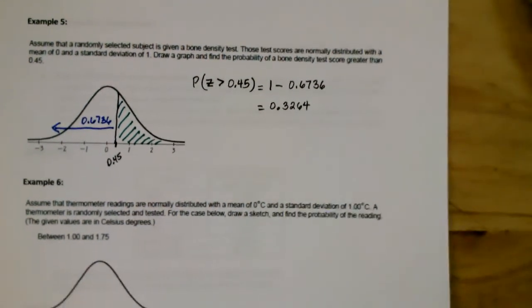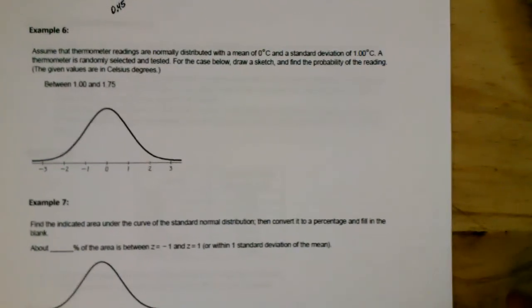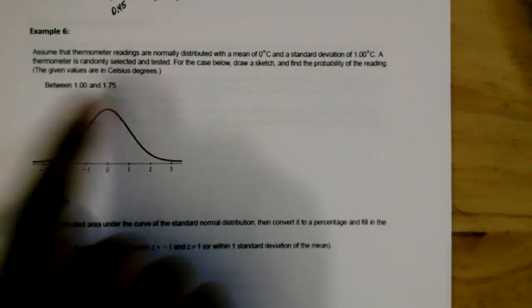Okay. Here's another example. Assume that thermometer readings are normally distributed with a mean of 0 degrees Celsius and a standard deviation of 1 degree Celsius. A thermometer is randomly selected and tested. For the case below, draw a sketch and find the probability of the reading. And the given values are in Celsius degrees. So here we're looking for a probability of getting a reading between 1.00 and 1.75.